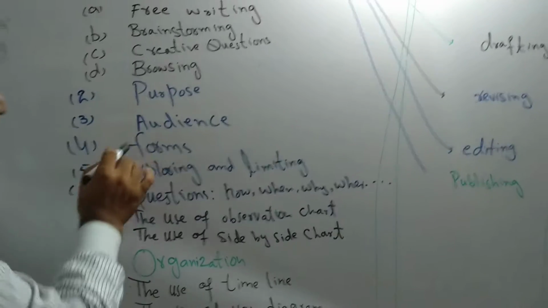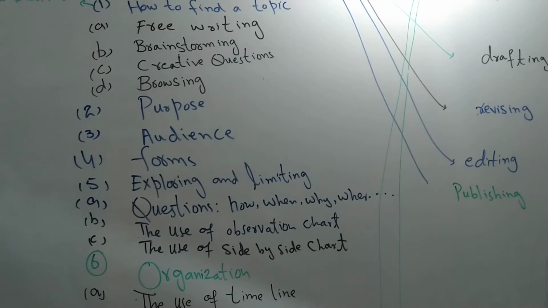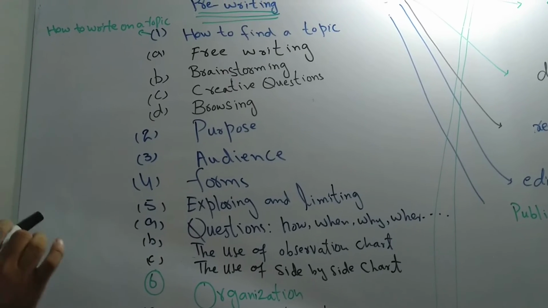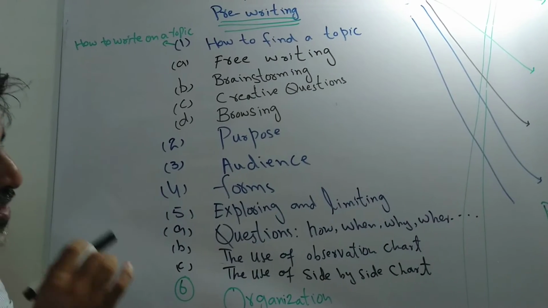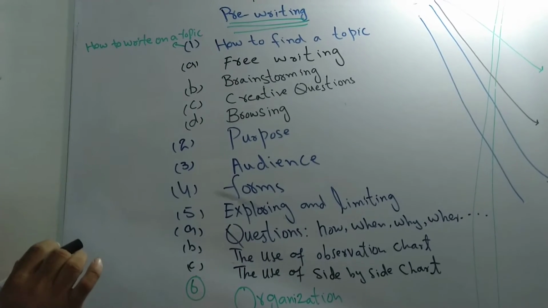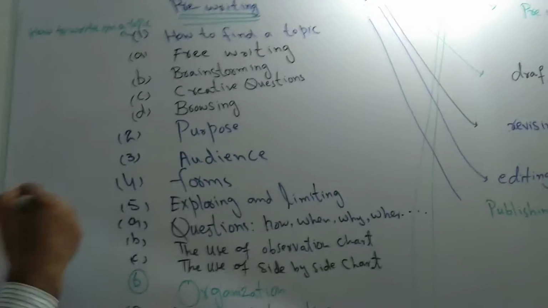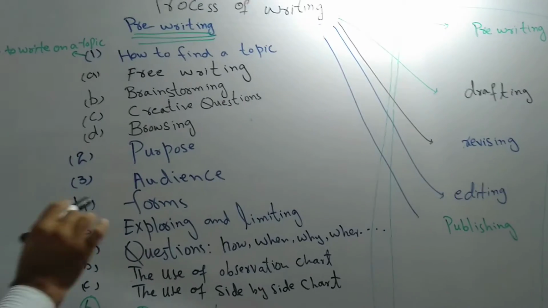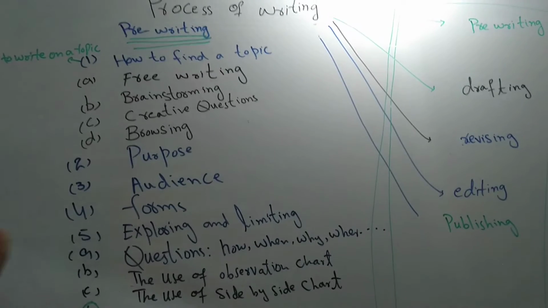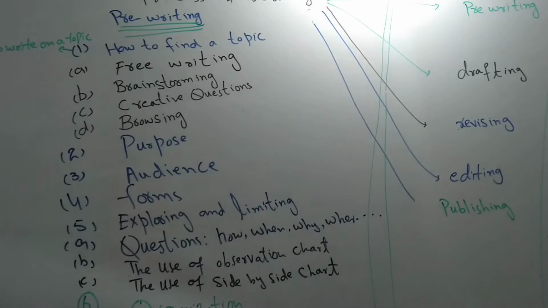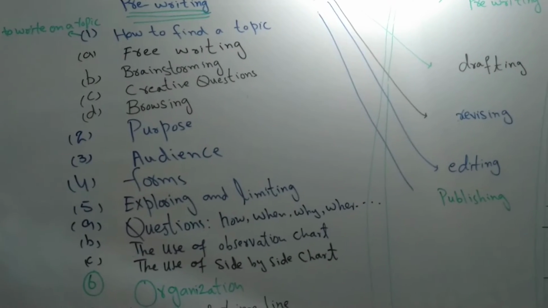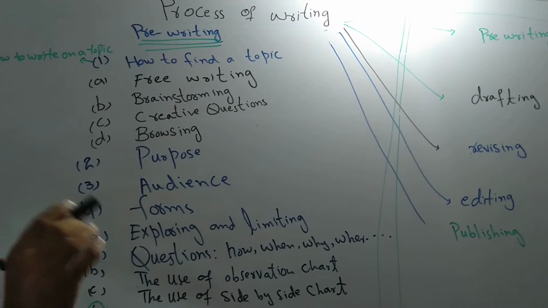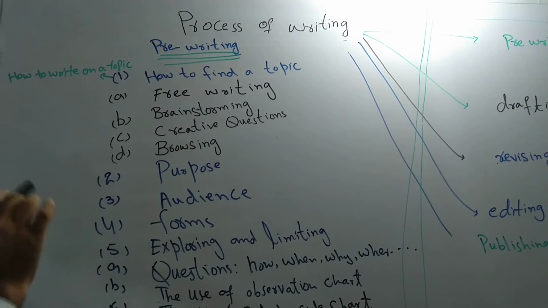Then the next point is audience. This is also very important when we write something. We should keep in our mind for whom am I writing. Suppose I am teaching English here, my audience are my students. If you are writing, your audience is your teacher. So it should be kept in mind why am I writing and for whom am I writing. Why am I writing, this is purpose, and for whom am I writing, this is audience.